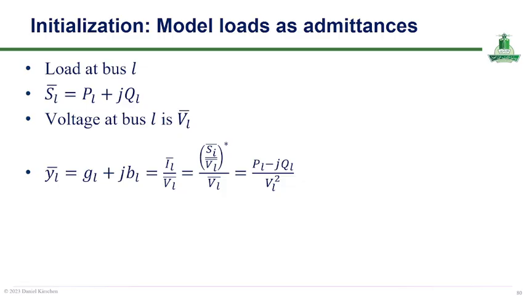the reactive power demand. The voltage at bus L, denoted by V_L, can be obtained from the power flow solution. Using the relationship between complex power, voltage, and current, the load current can also be determined.